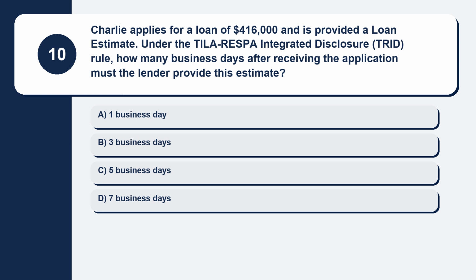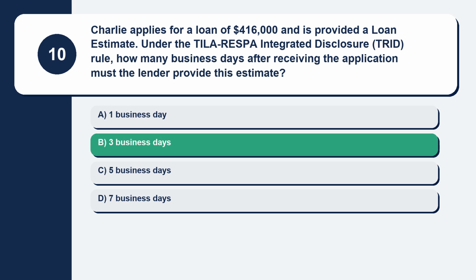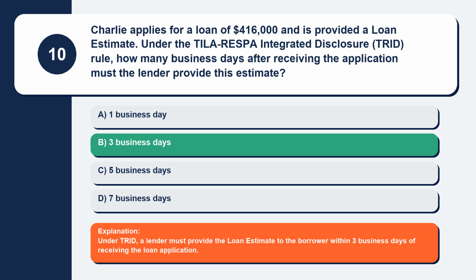Option A, 1 business day. Option B, 3 business days. Option C, 5 business days. Option D, 7 business days. The correct answer is option B, 3 business days. Explanation: under TRID, a lender must provide the loan estimate to the borrower within 3 business days of receiving the loan application.